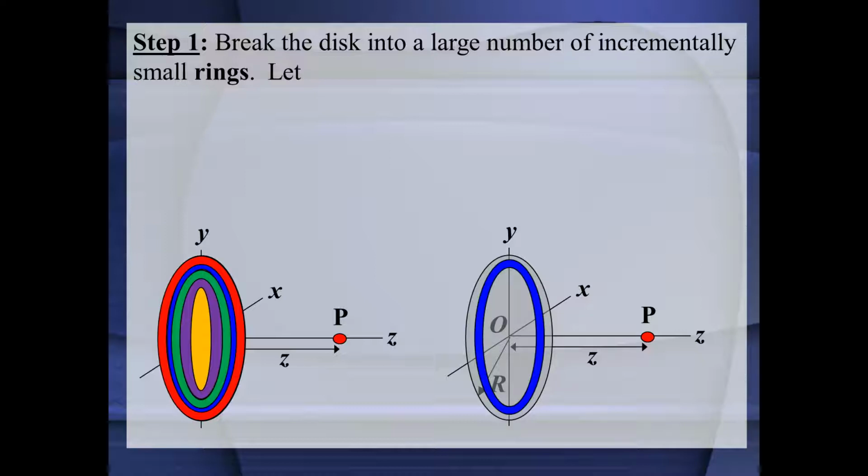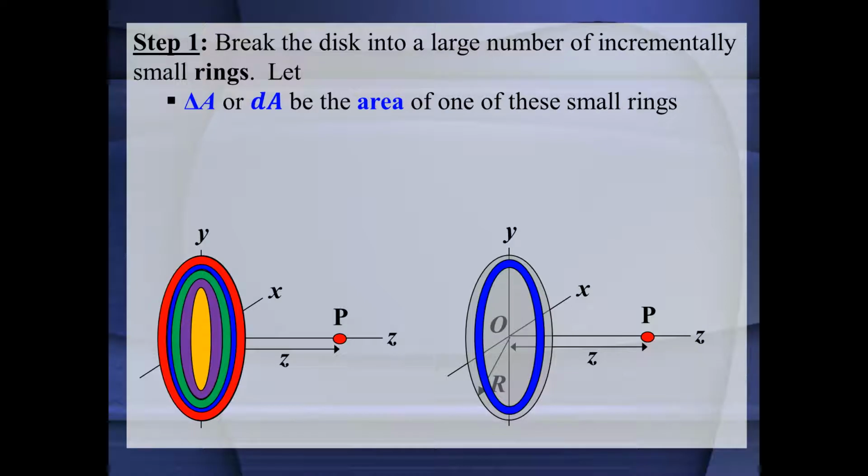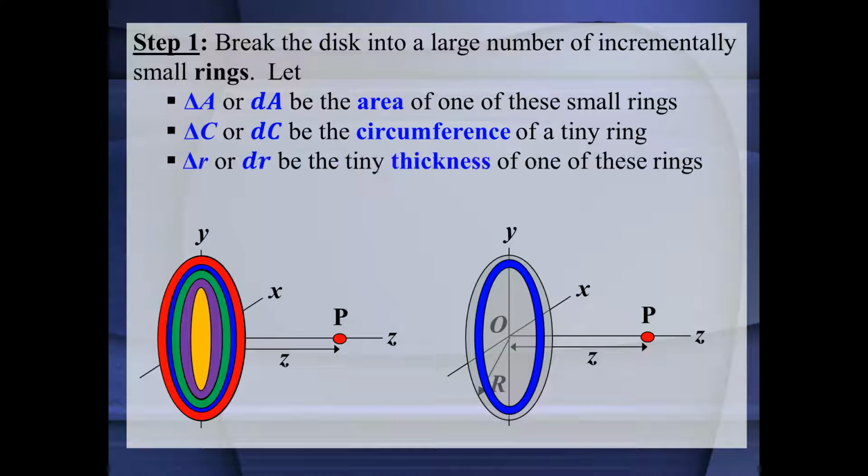We're just going to look at one of the rings. I don't want to look at the ring on the very far outside, nor do I want to look at the ring that's at the very center. So I'll take the blue one because it's at an in-between state. We're going to say delta A or dA is the area of one of these rings. Delta C, or dC, would be the circumference of one of these rings. And the inner circumference and the outer circumference of the ring is going to be the same because the thickness of the ring, again, is infinitely small.